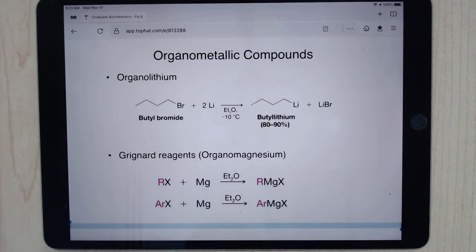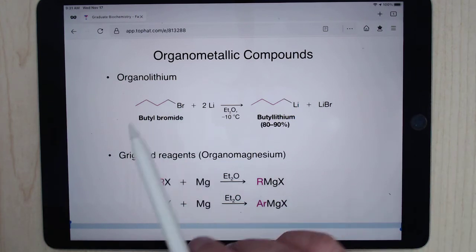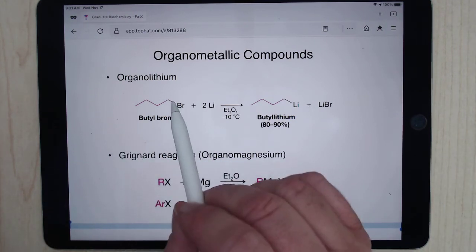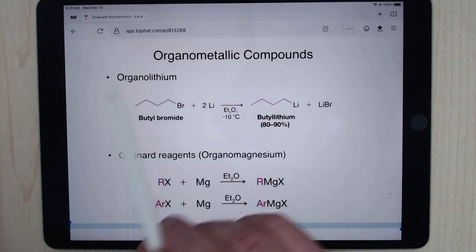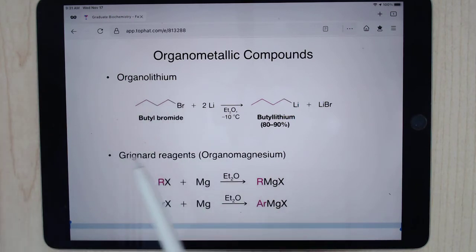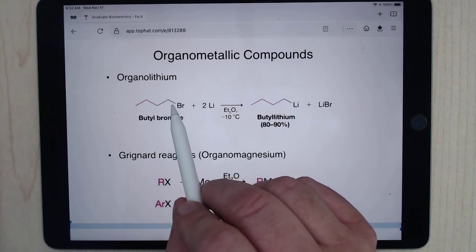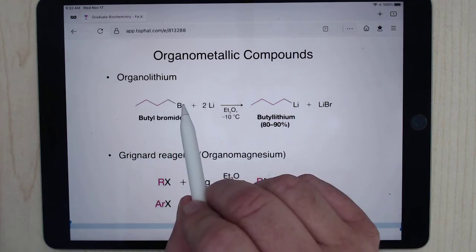Now, one of the things we didn't talk about earlier are these organometallic compounds. This is another way that you can get a carbanion, a stabilized carbon nucleophile. The way you make these is that you have an alkyl bromide, and you literally just mix in a little bit of lithium. And what happens is this lithium displaces the bromine.